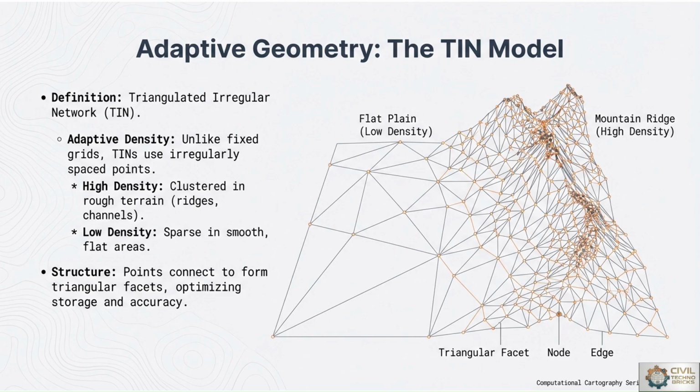From a civil engineering point of view, TINs are often superior to raster because they can incorporate break lines, which are like the center line of a roadway or the edge of a canal, which provide a much more accurate model of man-made structures. So the points are connected to form triangular facets, optimizing storage and accuracy, which defines the actual structure of the TIN model with reference to the density. It may be high or it may be low.